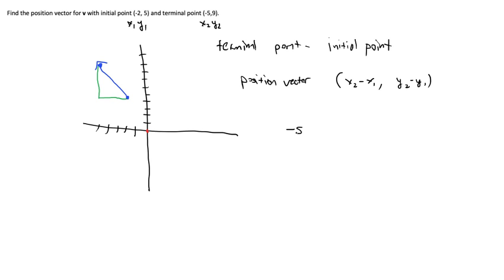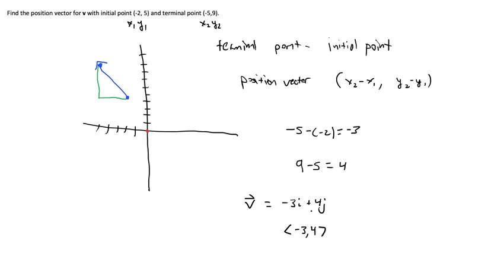So what do we get here? We get -5 minus -2, that's -5 plus 2, which equals -3. And then we have 9 minus 5, which equals 4. So then the position vector for v is going to be -3i plus 4j. We can also write it like this: <-3, 4>.